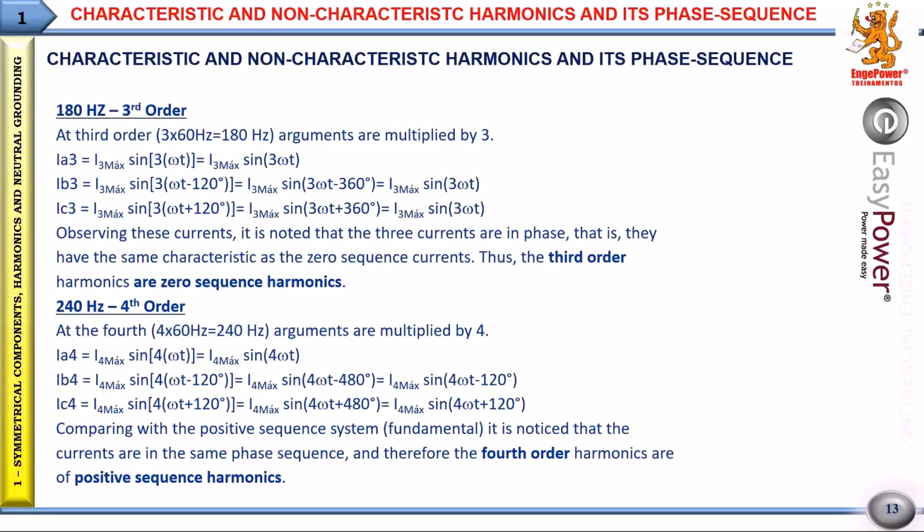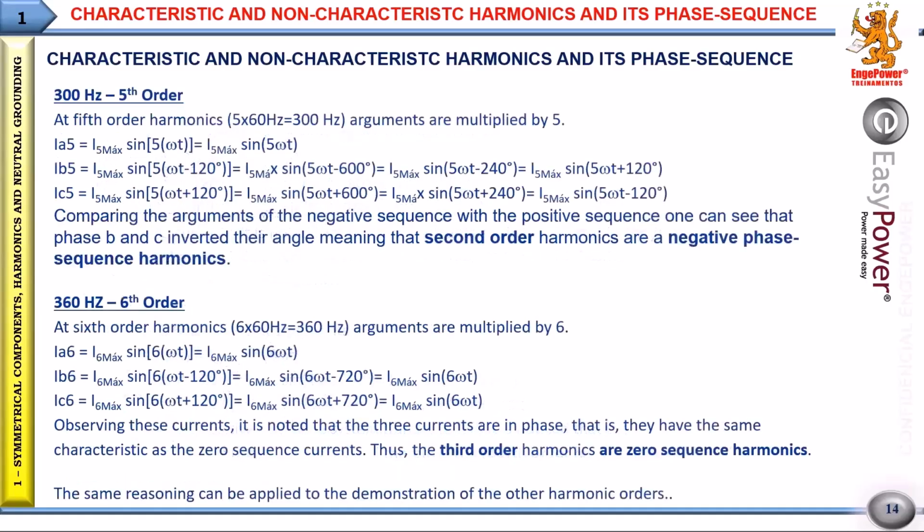Okay? The fourth order, we multiply by 4. So the position of the vectors is the same as the positive sequence, so it is a positive sequence harmonic. For the fifth order, we see here that the vectors change the phase shift angle between phase B and C. And this means that it is a negative sequence harmonic order.